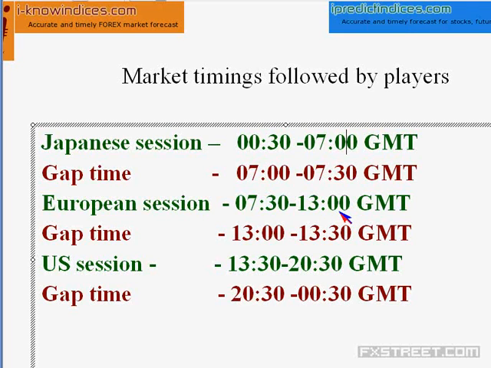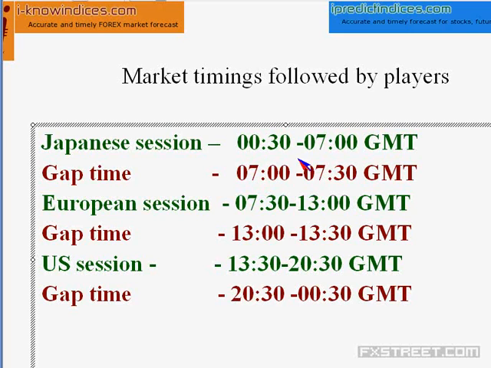Already the daylight saving system has been incorporated here. So the US session starts at 13:30 GMT, and now you find that the European session gains about 30 minutes. So instead of 8 GMT, it will start at 7:30 GMT. 7 to 7:30 GMT will be the gap time here before the European session. So until such time as the daylight saving system is in practice, you will come across this time frame, the time frame followed by the players.